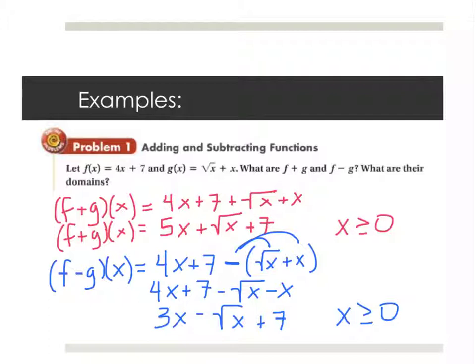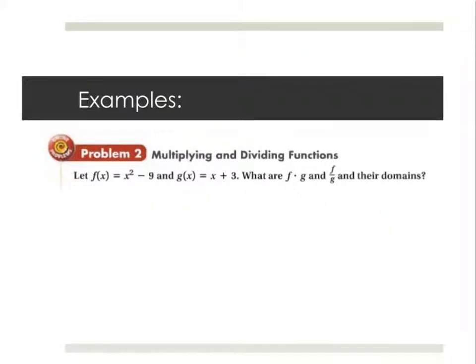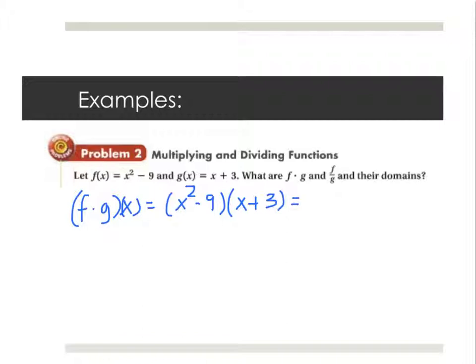Let's try multiplying and dividing. Okay. f of x is x squared minus 9, and g of x is x plus 3. We're going to do f times g of x, which is the quantity x squared minus 9 times the quantity x plus 3. And we're going to FOIL that, so we're going to start off with x to the third power plus 3x squared minus 9x, and then minus 27. And that's as simple as we can make that.